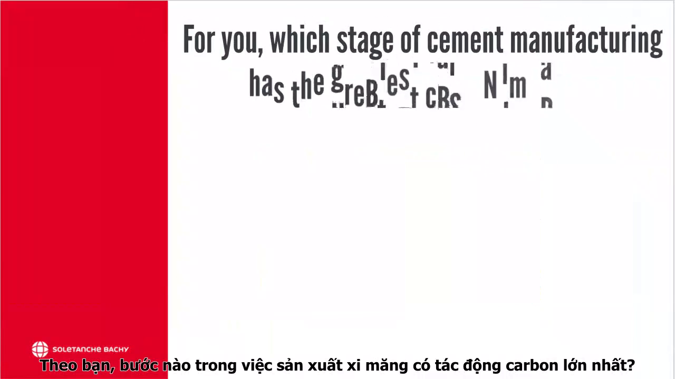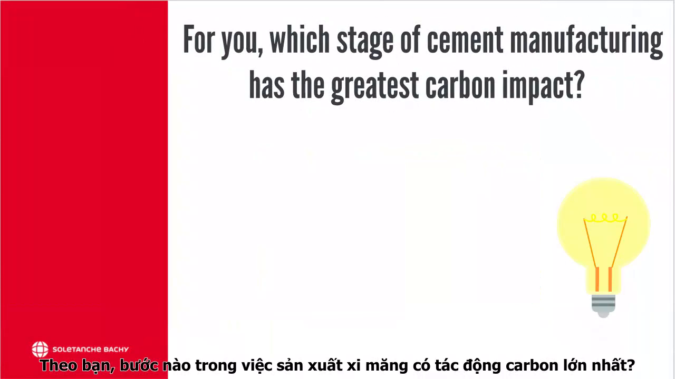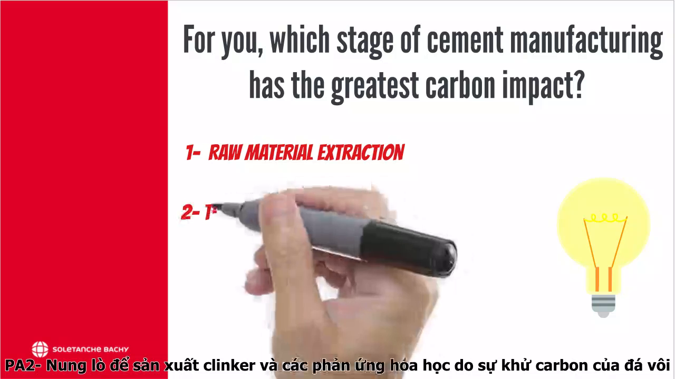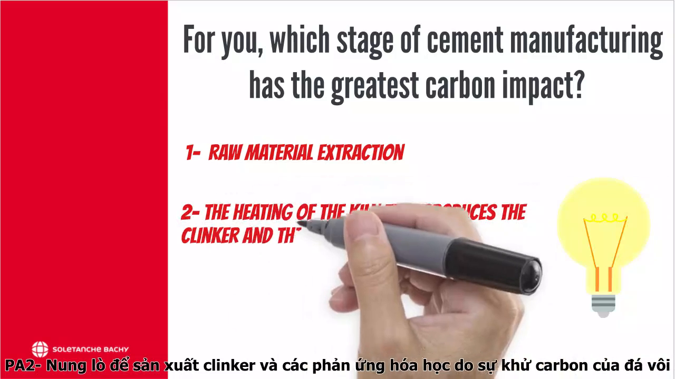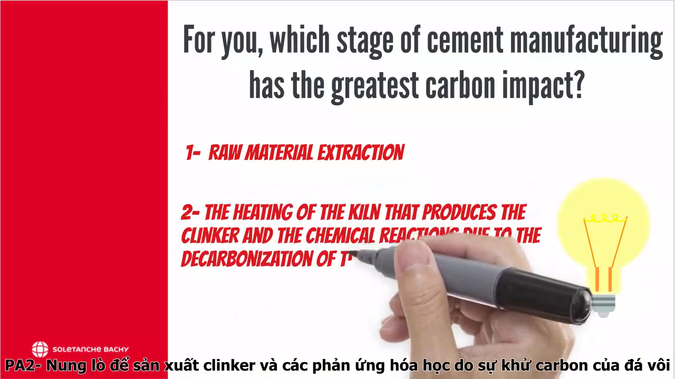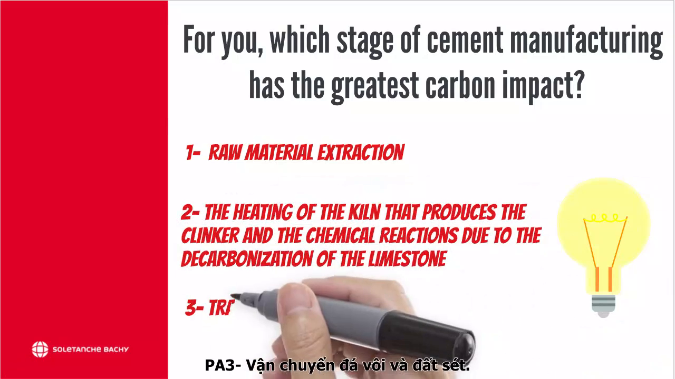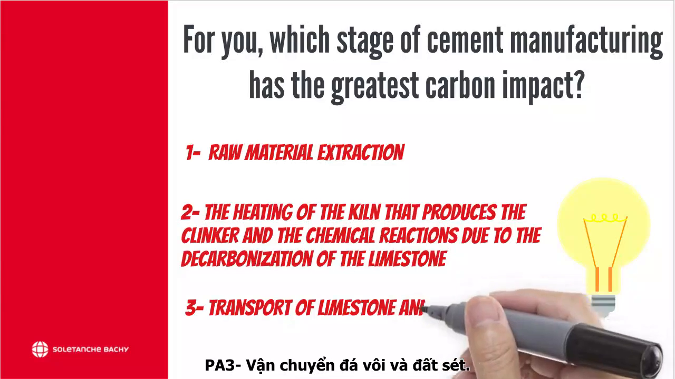For you, which stage of cement manufacturing has the greatest carbon impact? Option 1. Raw material extraction. Option 2. The heating of the kiln that produces the clinker and the chemical reactions due to the decarbonization of the limestone. Option 3. Transport of limestone and clay.